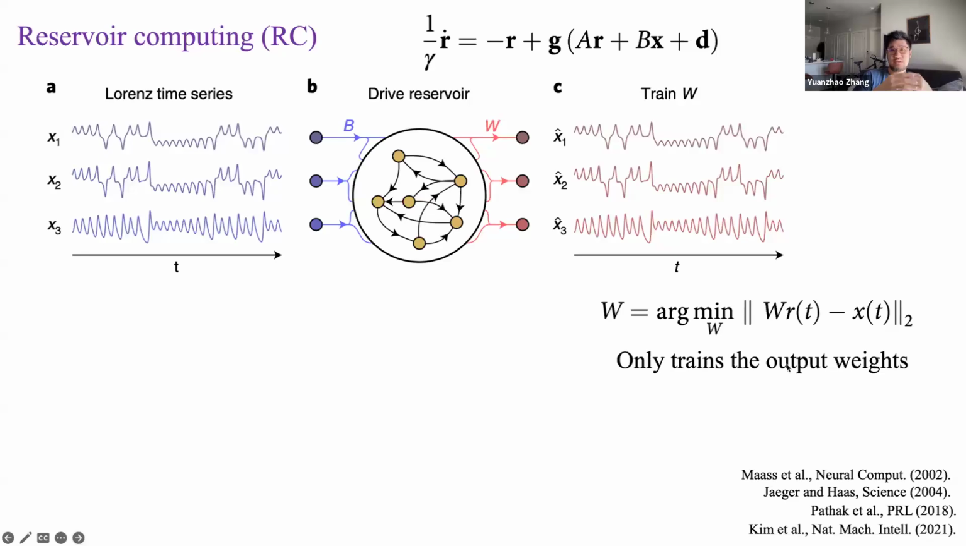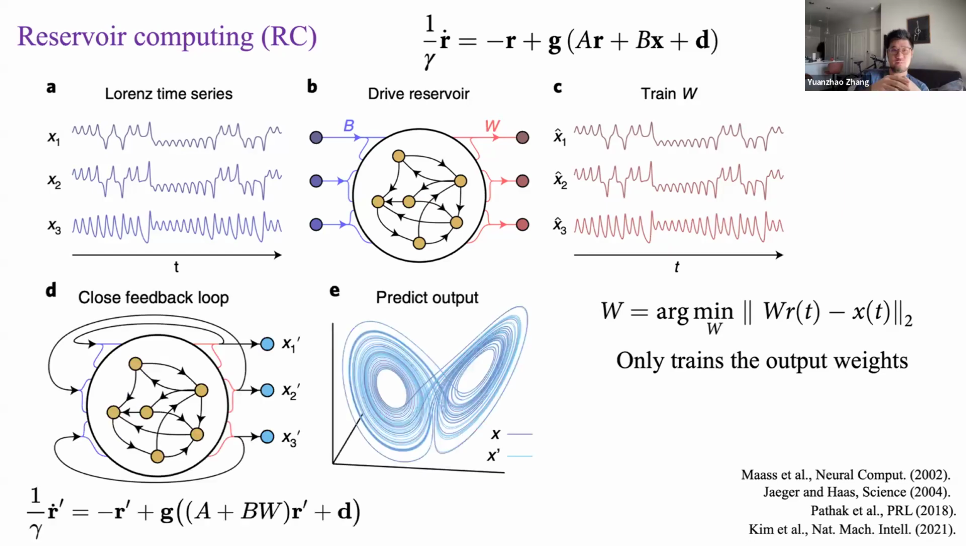So because we're only training the output weights W, this is a much simpler optimization than what people do in traditional recurrent neural networks. And after training, during prediction, we simply close the loop, meaning we replace the training data X by our internal reservoir state, basically W times R_T. So with that, we get an autonomous system that can keep going and predict the future, hopefully.